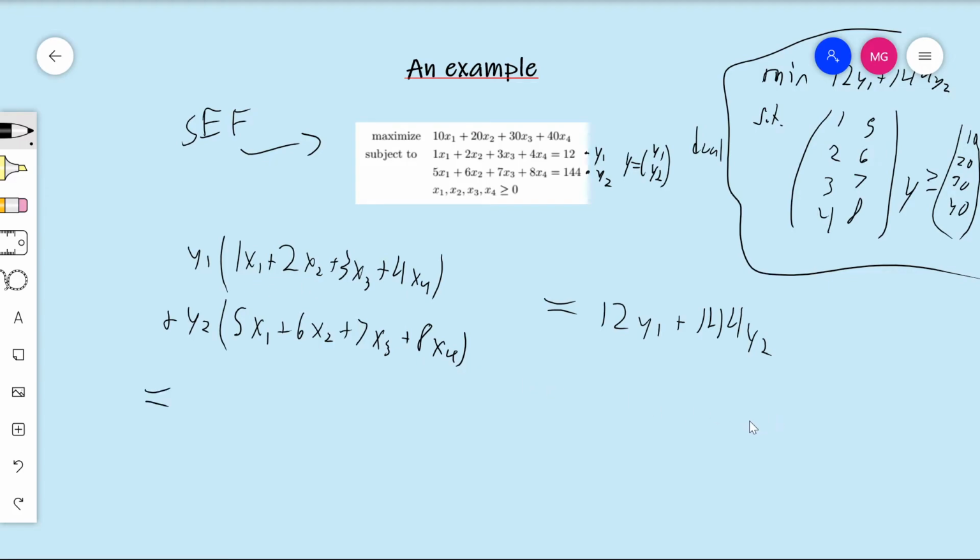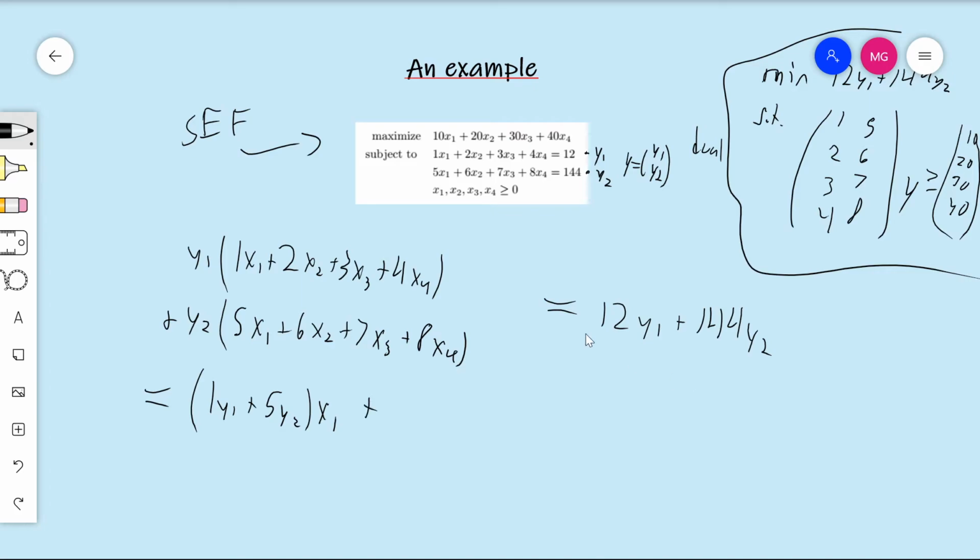So this is equal to, well, what things have a factor of x1 associated with them? You can see that when you multiply the y's inside, we'll have y1 times 1, that'll have a factor of x1, and y2 times 5, that will also have a factor of x1. So we'll have 1y1 plus 5y2. Those are the things that have a factor of x1.